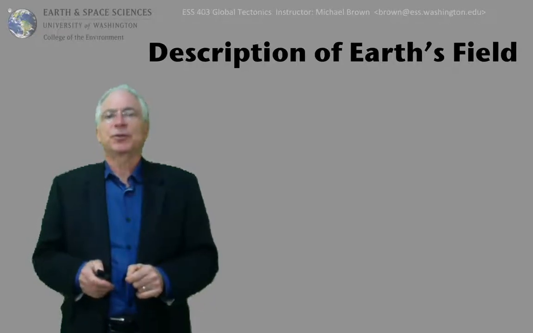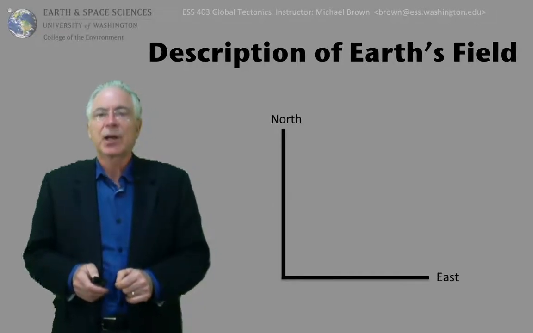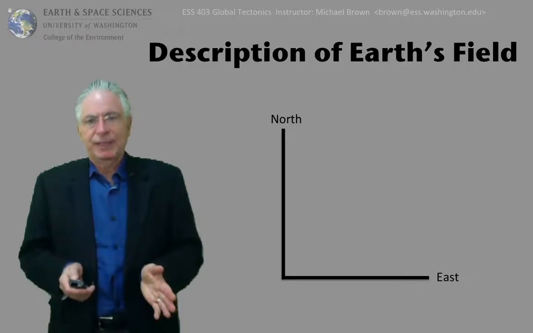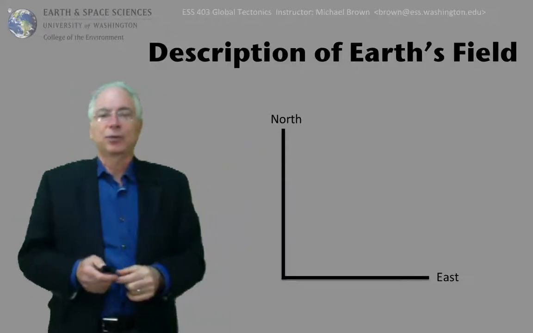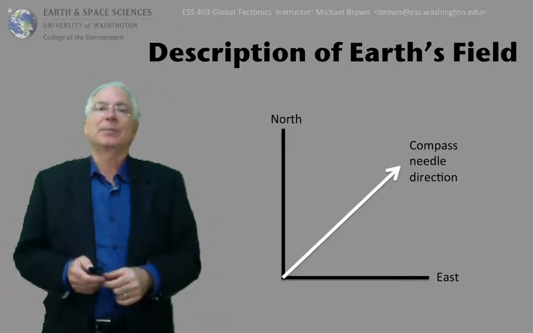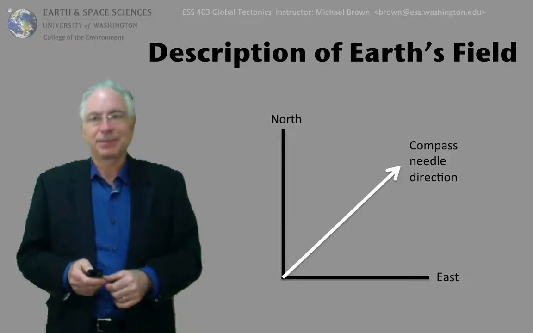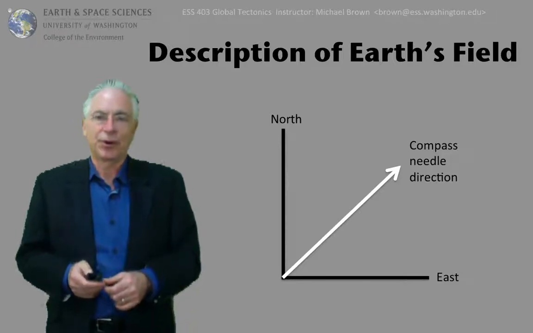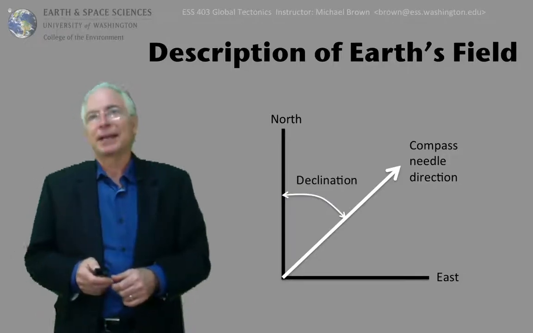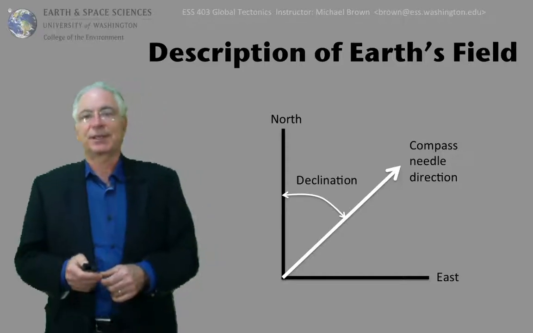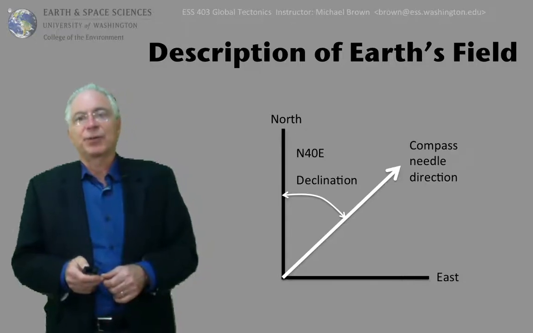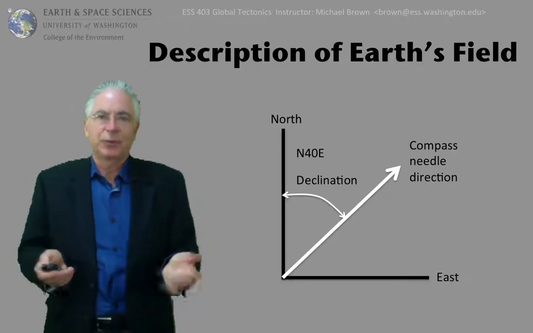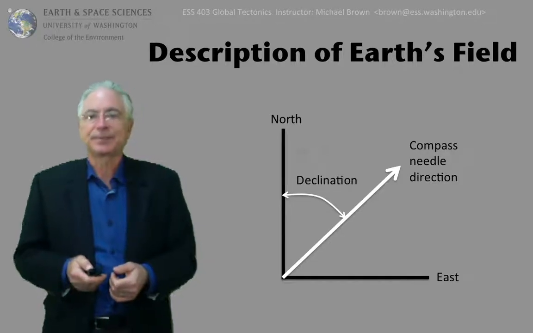Let's turn to a description of Earth's magnetic field now. We can look at map coordinates, looking down at the Earth's surface with north upwards and east to the right. Now, a compass needle laid down on a map is going to point in some direction other than true north in most locations on Earth's surface. That angle between true north and the direction the compass needle points is the declination. In this example, the declination is about 40 degrees to the east of north. You would write that as north 40 east.